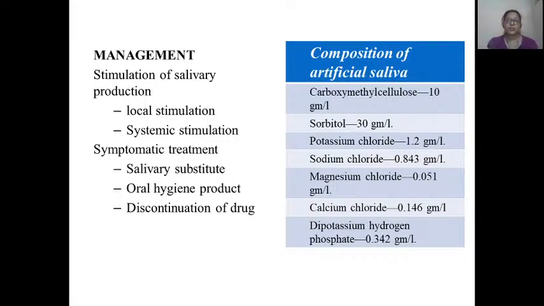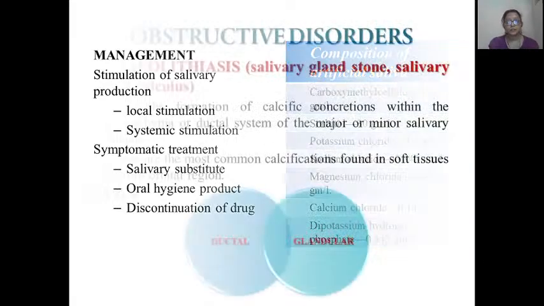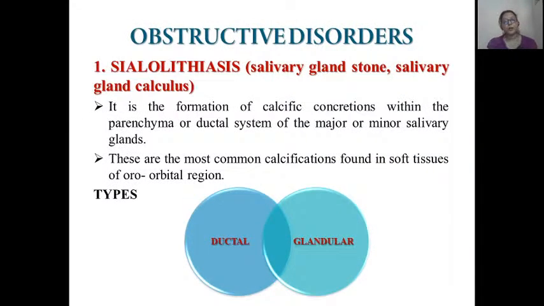This is a tabulation showing the composition of the artificial saliva, which is usually preferred in such patients. This is a salivary substitute. Now we come to the obstructive disorders. The first one is sialolithiasis. It is also known as salivary gland stone or salivary gland calculus.